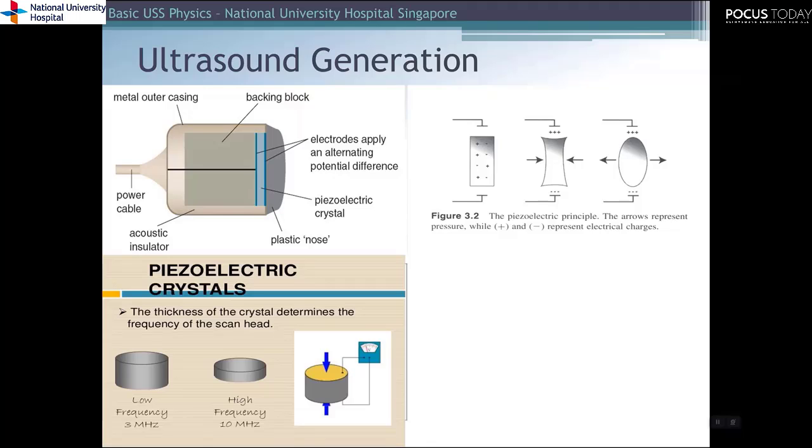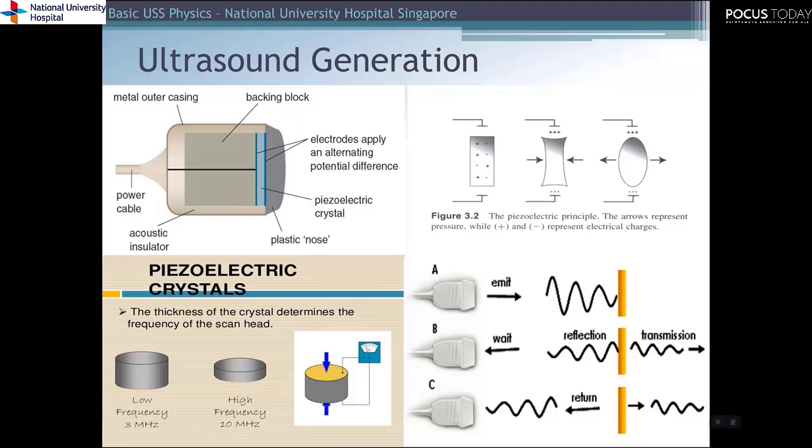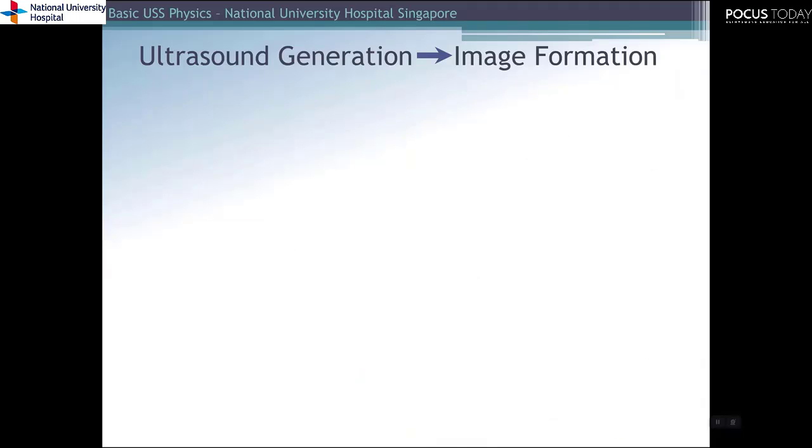The frequency of sound waves produced is dependent on the thickness of the crystals. Thinner crystals will produce ultrasound waves of higher frequency, whilst crystals that are thicker will produce ultrasound waves of lower frequency. The ultrasound transducer acts both as emitter and receiver of ultrasound waves. After emitting ultrasound waves, there is a pause, where the transducer waits for reflected ultrasound waves to return to the transducer. The reflected waves cause a mechanical deformation of the crystals, which is converted to electrical energy.